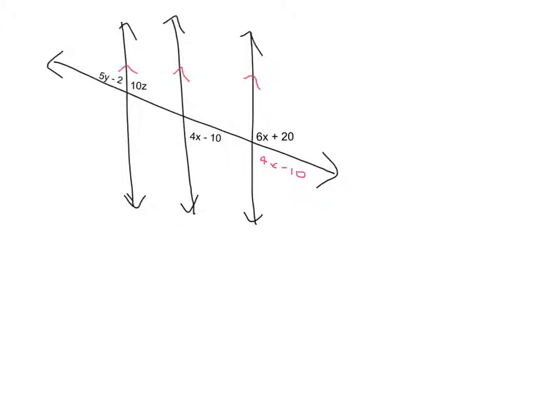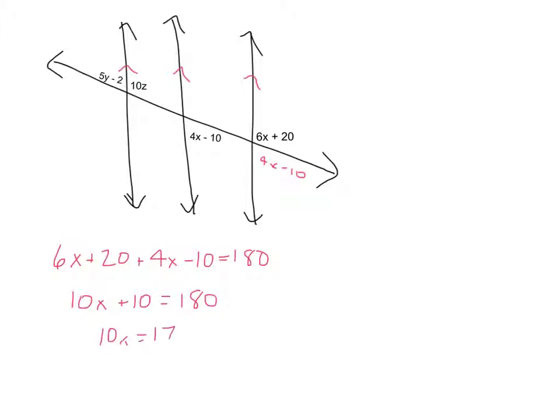Now, if we look at that, those two angles together are a linear pair, so they have to equal 180. So 6x plus 20 plus 4x minus 10 equals 180. Now we just go through and use algebra to solve. Combine like terms, we get 10x plus 20 minus 10 gives us 10. So it equals 180. We'll subtract 10 from both sides, and 10x equals 170. And so that means x equals 17.